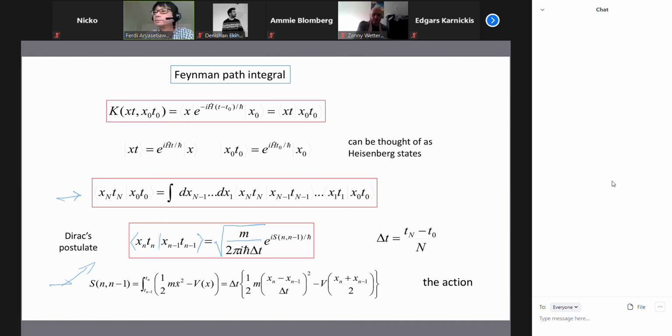Okay, so maybe this is a good time to stop and we can continue next time with the gauge formation. So maybe you have some questions up to here. Yeah, so as I said before, this derivation of the Dirac postulate can be found in the appendix.